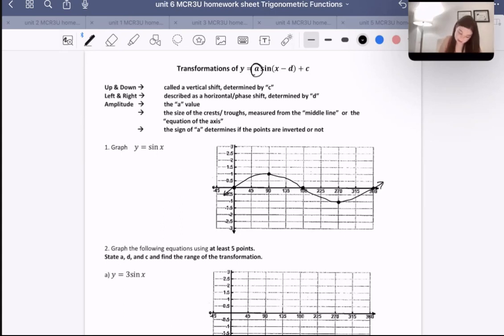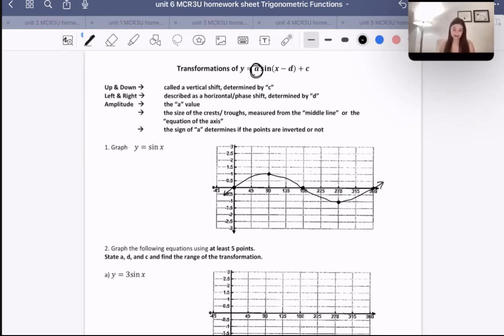So A, what this does, if we remember A from back when we did just general transformations, A is something that determines, first of all, whether the points are inverted or not, right? If A is negative, then that means we flip, right? That means that we reflect in the x-axis if A is negative. If A is positive, we do nothing.